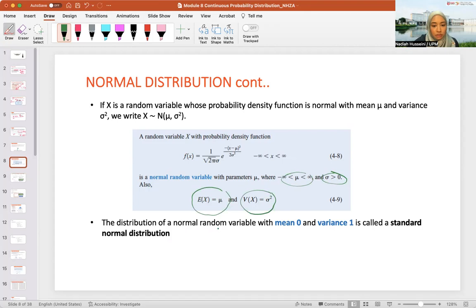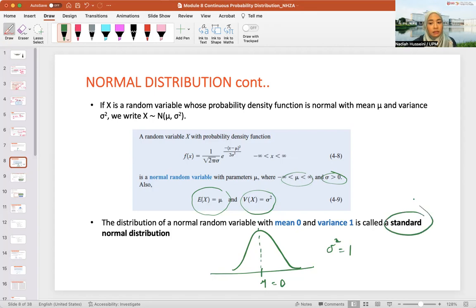The distribution of a normal random variable with mean zero and variance one is called a standard normal distribution. So how does that look? I told you that the graph looks like this, and in the middle, we have our mean. If your mean is equal to zero and you have a variance equal to one, we would call this a standard normal distribution. Typically, you can just call it normal distribution, but when I say standard normal distribution, it specifically means that your mean is equal to zero and your variance is equal to one. Because this is not always the case.